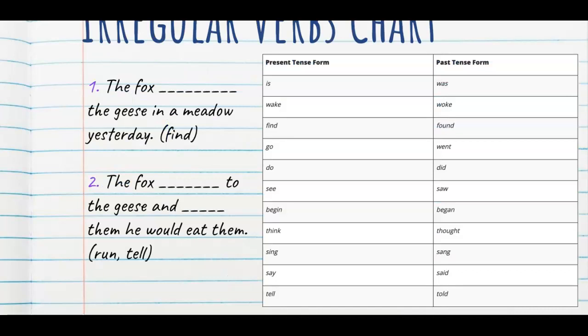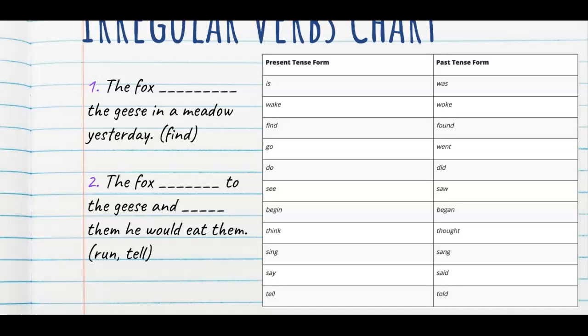Here we have a chart with irregular verbs. On the left is present tense, meaning it would be happening now. And on the right is past tense, meaning it happened already. Notice how the words change from present tense to past tense. Now let's look at some of the examples on the left.